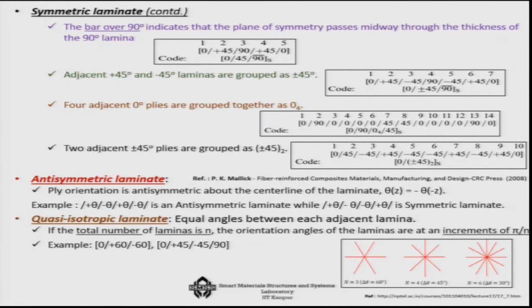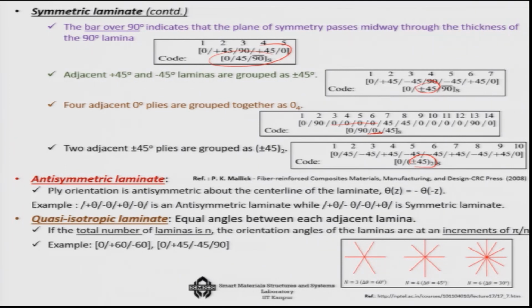So, this is a symmetric laminate plate, for example, 0, 45, 90 symmetric, and then if you have 45 and minus 45, generally we group them as plus minus 45, another shortcut that we take. If there are 4 zeros, generally we put them as 0 to the power 4, another shortcut we take. If there are 2 of plus minus 45, we write them as plus minus 45 to the power 2, to quickly refer to them.